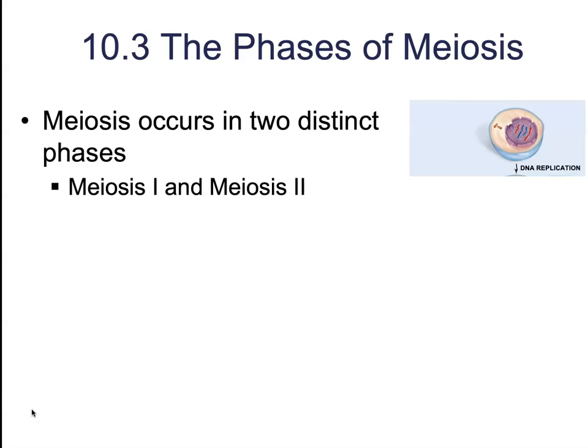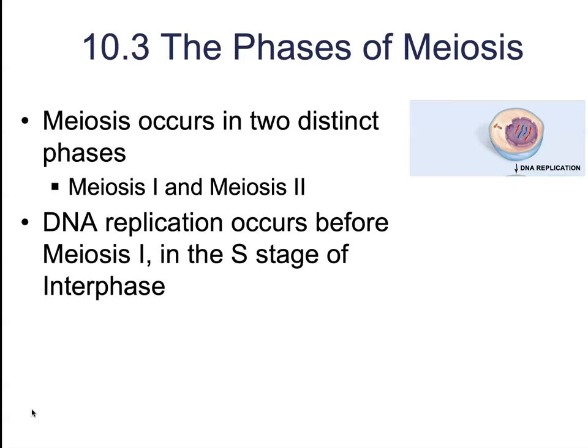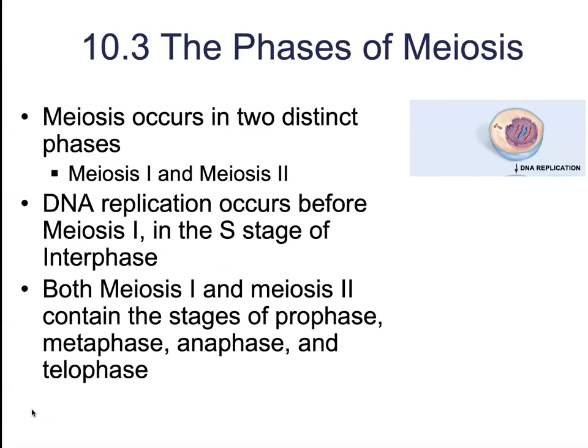So, meiosis occurs in two distinct phases, Meiosis I and Meiosis II. DNA replication occurs before Meiosis I, so in the S stage of interphase, just like we have in mitosis. The very first thing we have to do is replicate our DNA. DNA replication is going to occur before Meiosis I in the S stage of interphase.